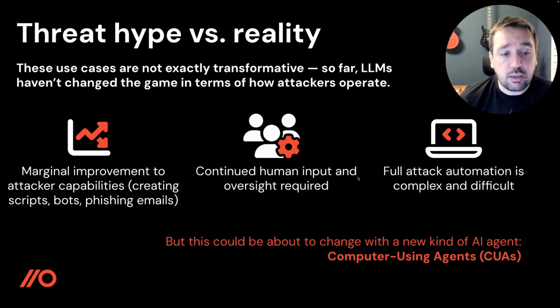It's slightly easier to get going with making new malware or writing new scripts, and you can get some phishing emails generated for you more easily. It's definitely made improvements, but realistically, a lot of human input and oversight is still required. LLMs are just one component. Full attack automation is very complex and difficult, and it's really been a case of figuring out where to plug an LLM into existing tooling to enhance it in some way. But it hasn't really radically changed cyber attacks. We've not seen completely AI automated massive breaches occurring. It's not really panned out that way yet.